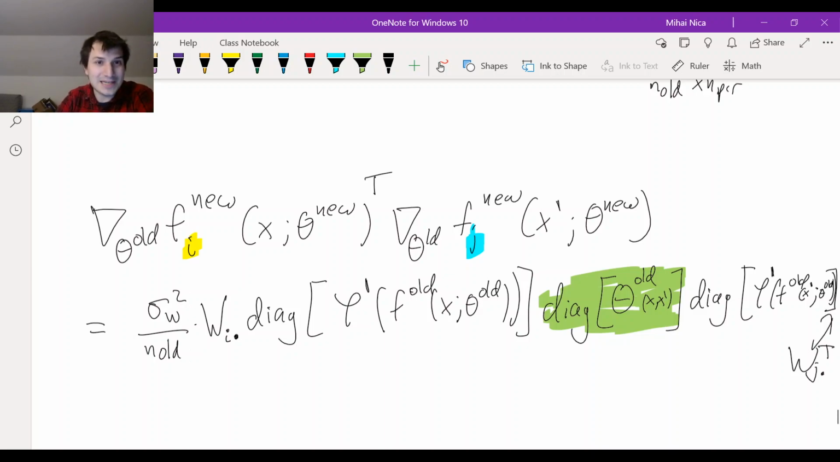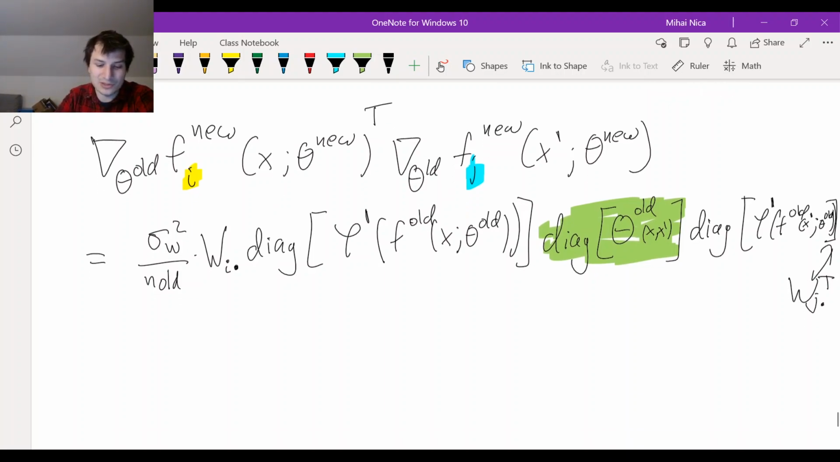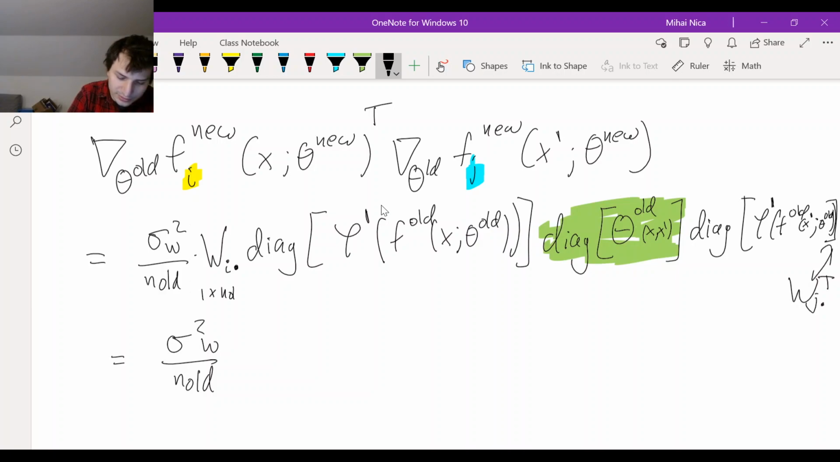And the way you can see it converges to the thing we want is to write it, instead of writing it as matrix multiplication, as a big sum. And then you'll see what happens. So let's write it as a big sum. Sigma squared w over n old. So this is a 1 by n old vector. So when you're multiplying it out, you're doing a big sum over n old things. So that's what we're going to write here.